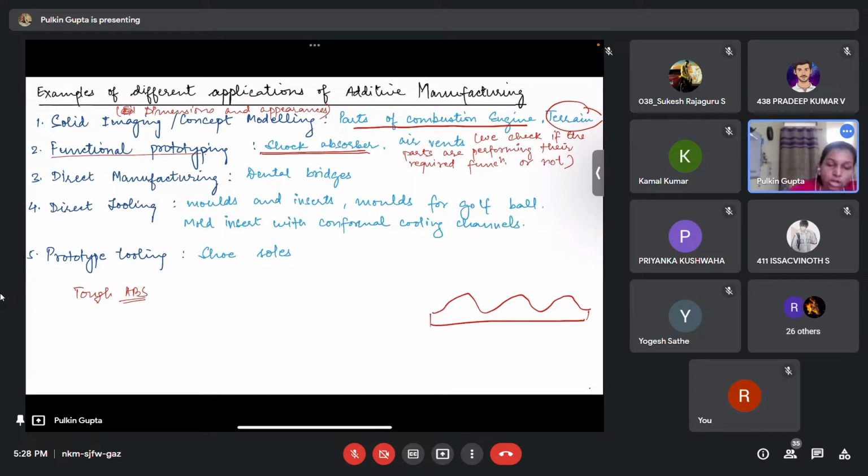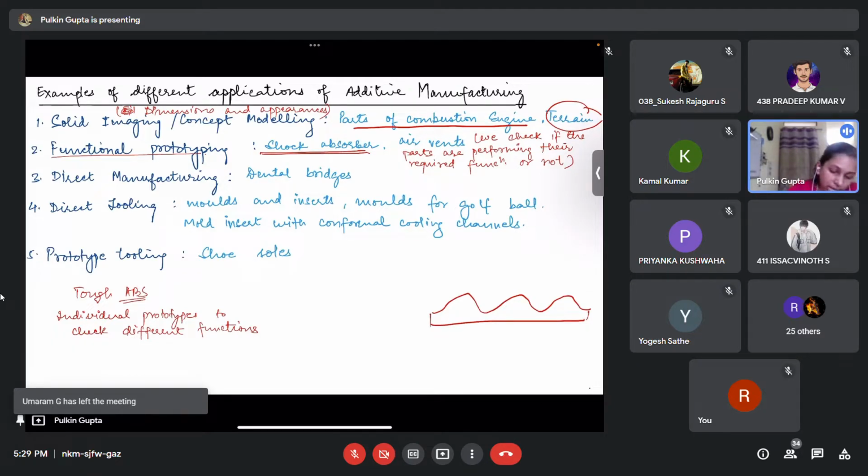Okay. So it is not necessary that all the functions are checked. We make individual prototypes for checking individual functions as well. So we have individual prototypes to check different functions, and then they are clubbed together to have a final functioning prototype.